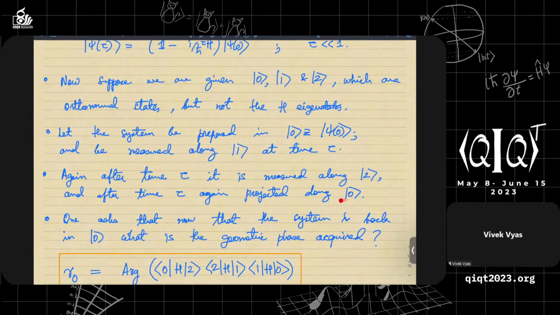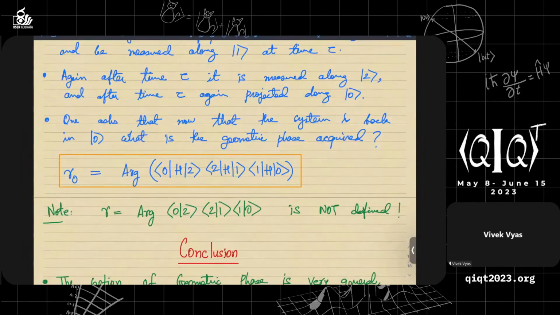So now that the system is back to state 0, from where we started, we can ask this question: what is the phase acquired by the system in this process? It's like you went from 0 to 1, 1 to 2, 2 to 0, you came back, a triangular route, and you ask whether we came back with an overall phase. The answer is yes. You came back with a geometric phase, which if you calculate, it would be this.